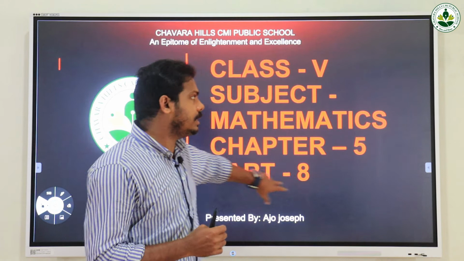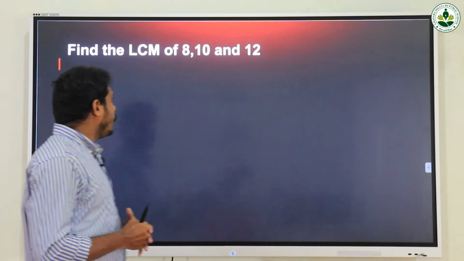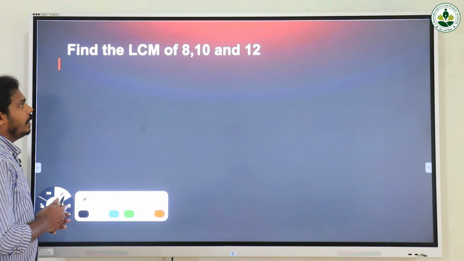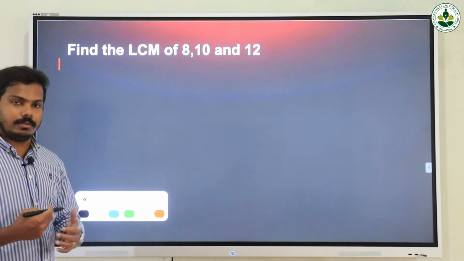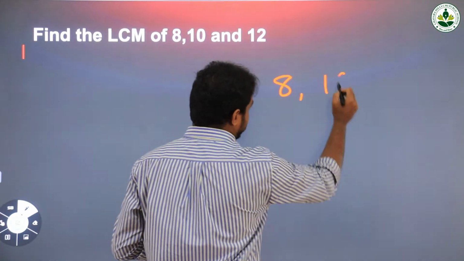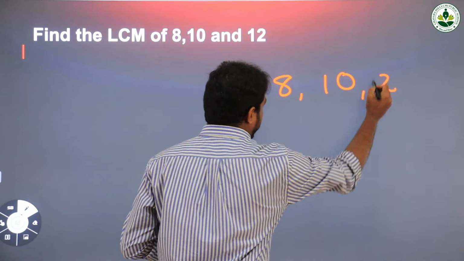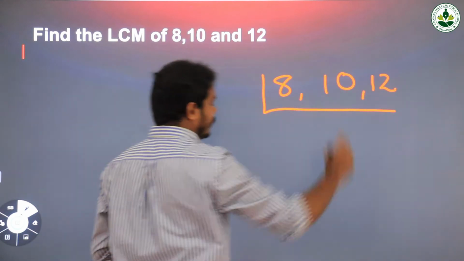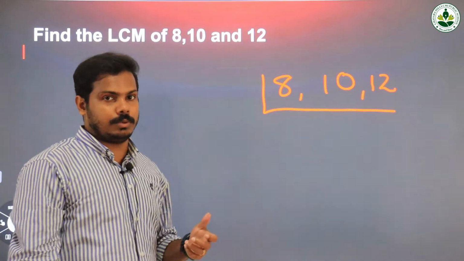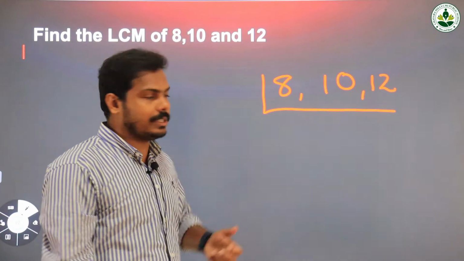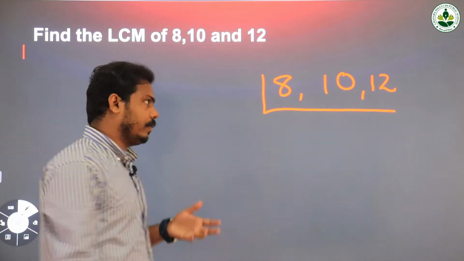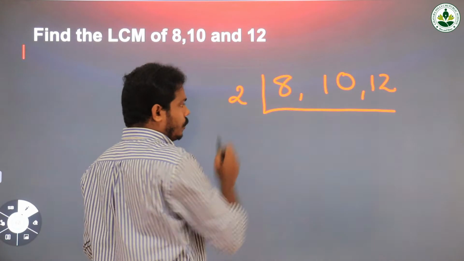Today's first question: find the LCM of 8, 10 and 12. First we write the numbers together, 8, 10 and 12, and divide each number by the least prime number. Here the least prime number is 2. Is it possible to divide all the numbers by 2? Yes, it is possible, because these are all even numbers, so we can divide them by 2.